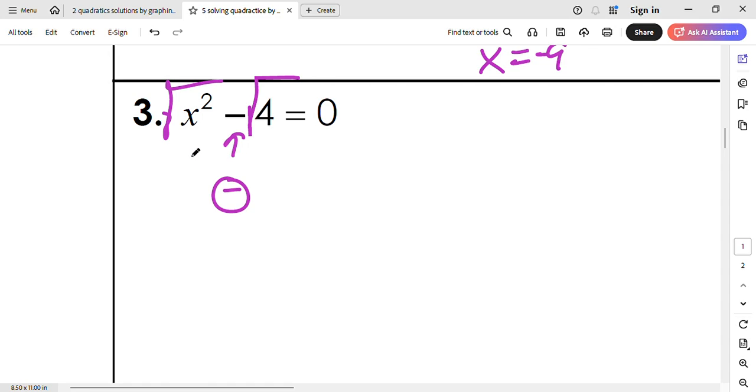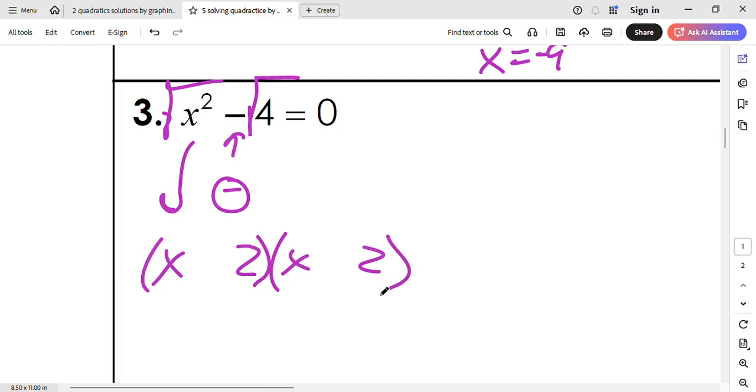What's the square root of x squared? X. So I know x and x is going to be my first term in both. What's the square root of 4? So 2 and 2 go here and here. Put a plus sign, put a minus sign, there you go. You're done. Wait, and they have to be perfect squares for which one? Both have to be perfect squares.